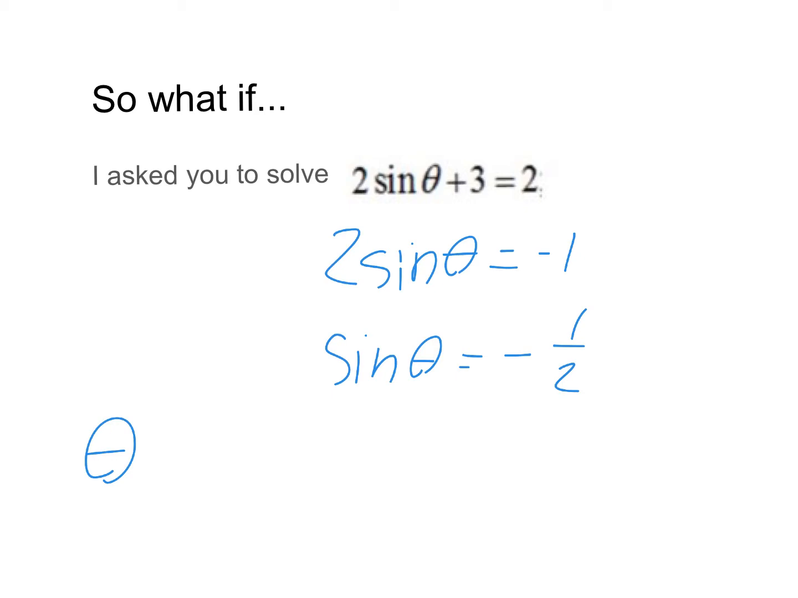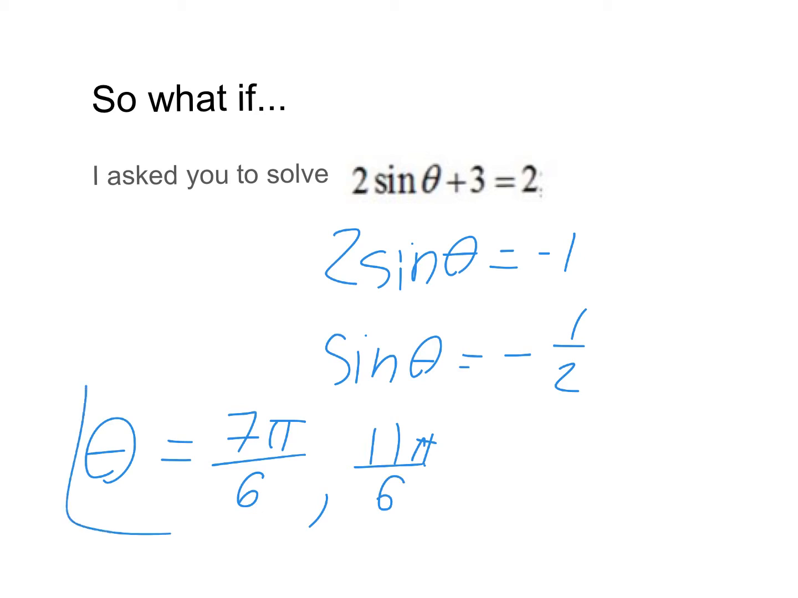According to my unit circle, this occurs 2 places. This occurs at 7 pi over 6 and at 11 pi over 6. And that's all.